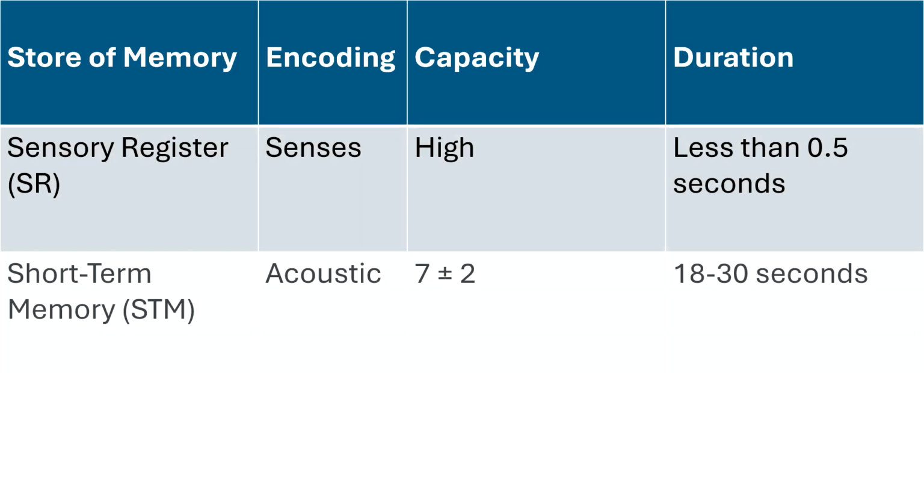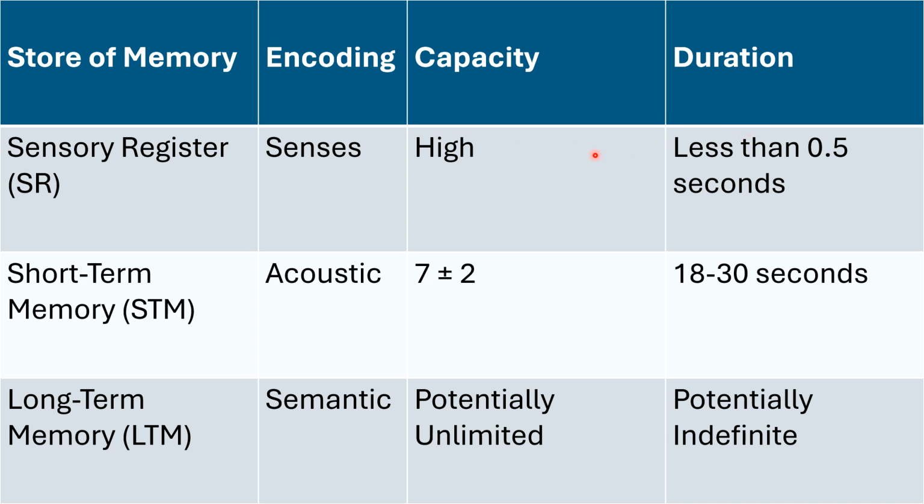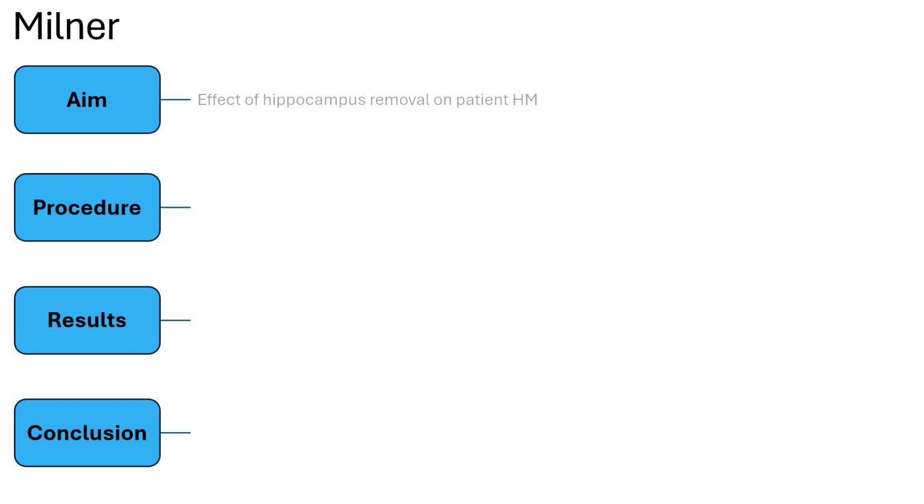Also make sure to memorize the encoding capacity and duration for each of these stores of memory because you need to include it in your ERQ. So take some time to write this down if you haven't already. Let's look at the case study of HM.